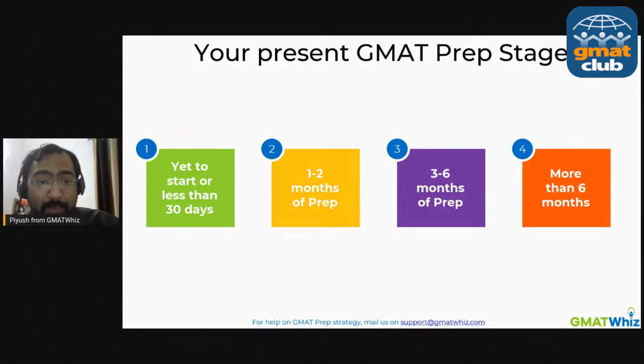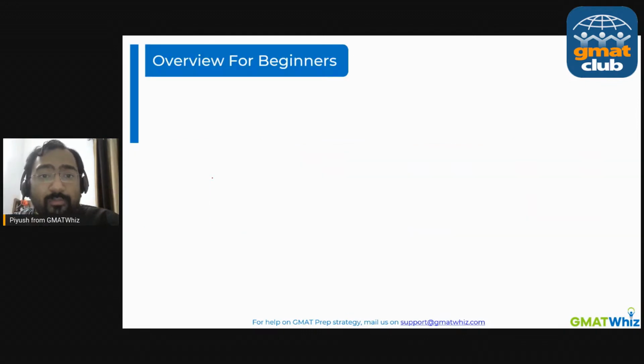So people who are in the first 2 buckets are more or less similar. Even if you have been preparing for 1 to 2 months now, you're very much new to the entire prep thing. So assuming that most of you are in number 1, I'm going to give you a brief overview for beginners about how GMAT really works and what the timelines look like. For example, I'm going to cover these few aspects.